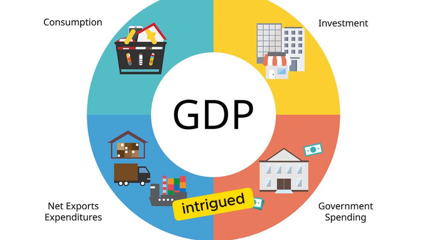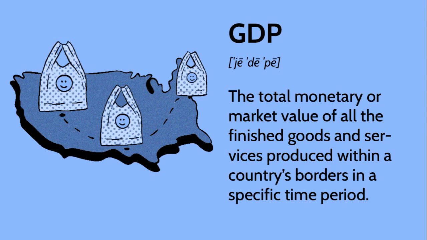Okay, I'm intrigued. Break it down for me. How do you add up something as diverse as, say, healthcare services and manufacturing output? So GDP is defined as the market value of all final goods and services produced within a country during a specific period. Let's unpack that a little.